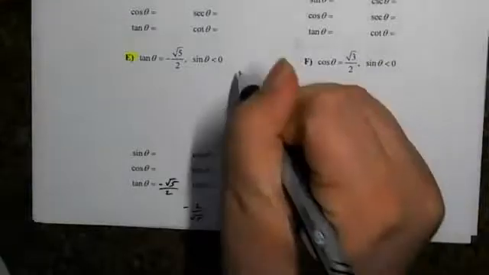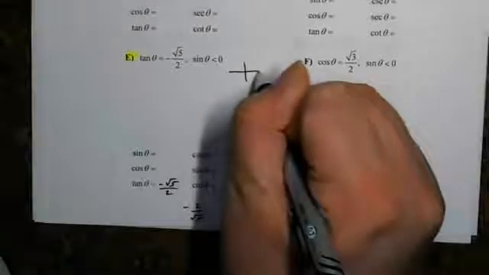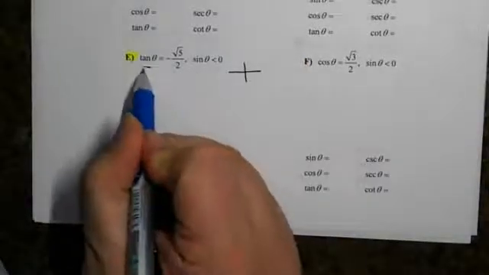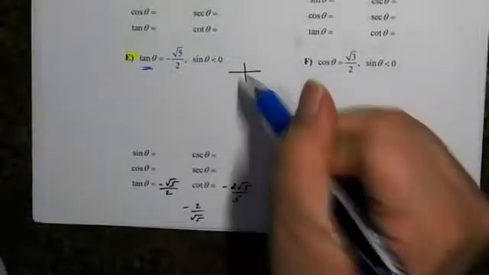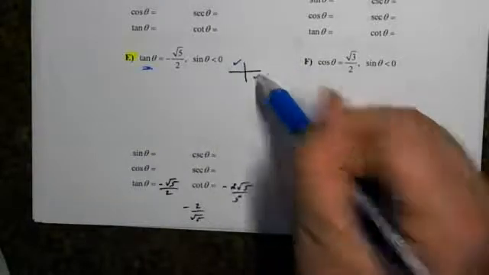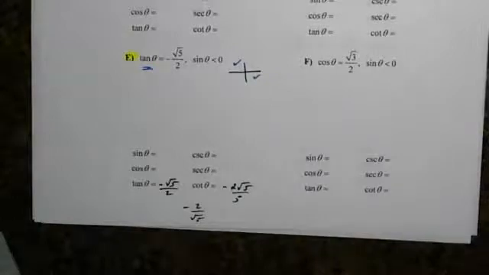Now I need to figure out where I am. So I'm going to draw a little x and y axis to help me determine what quadrant I'm in. And then I'll use some colors here to help me. Tangent is negative. So I ask myself, okay, which quadrants is tangent negative? That would be quadrants 2 and 4. Tangent is negative in quadrants 2 and 4.